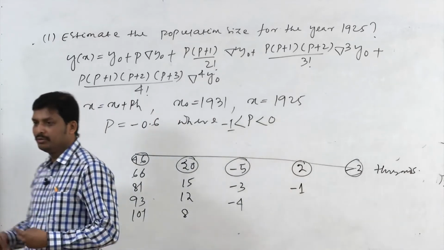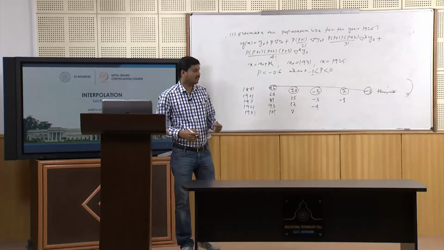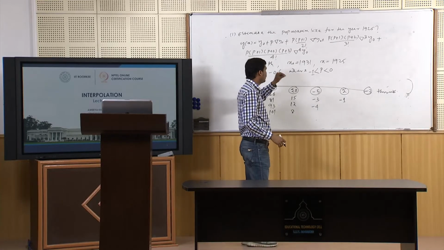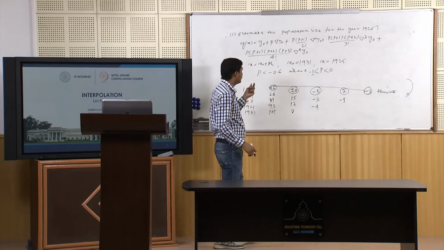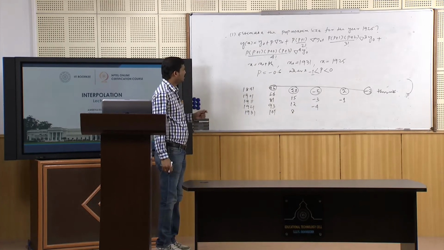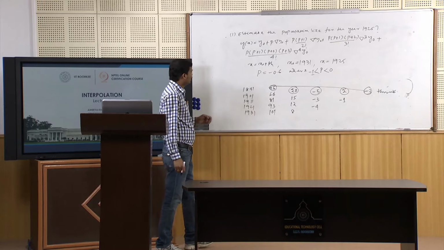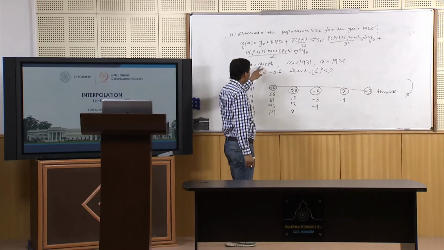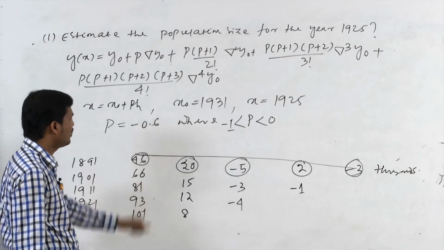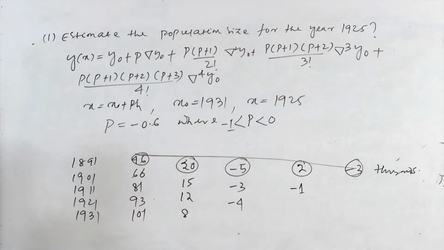Hence, we can use Newton's backward difference formula, since the basic definition is that if p lies between 0 and minus 1, we can use Newton's backward difference formula to compute values at the end of the table. Here p is minus 0.6, which lies between 0 and minus 1, so we can use the backward difference formula.